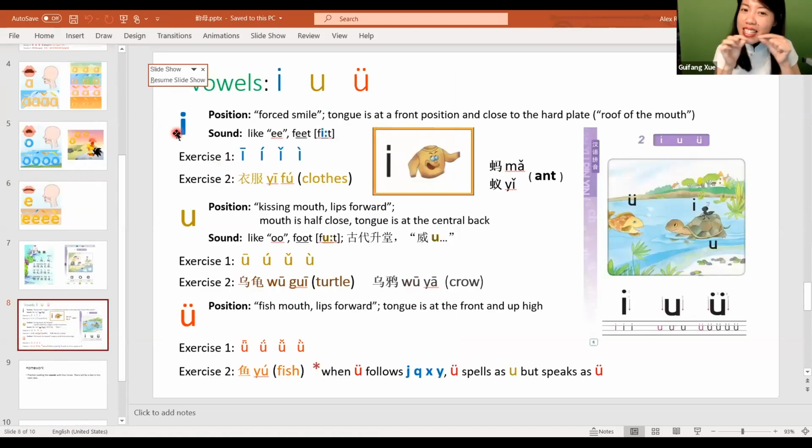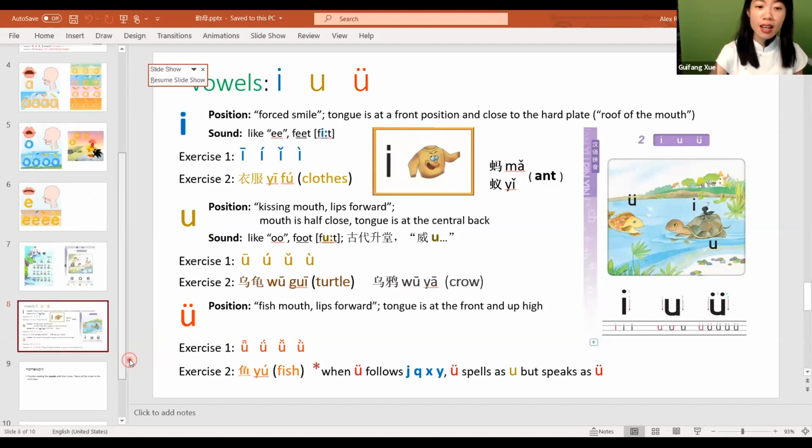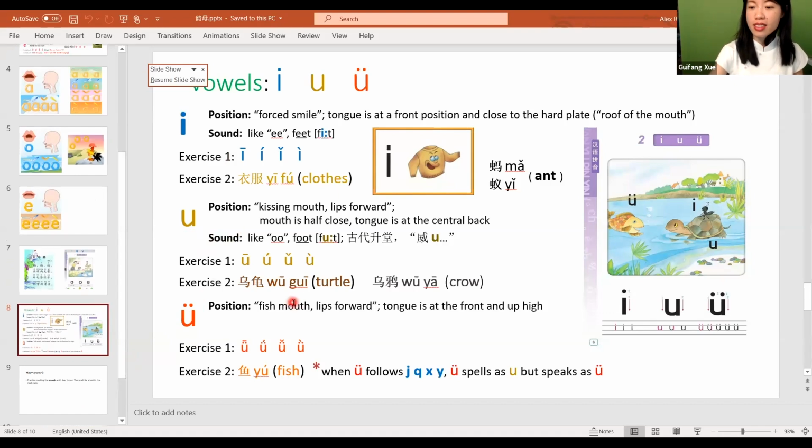Now the Yi. So for smile, smile shape. Yi. Okay. Ma yi means ant. Ma yi. And then woo. The train is approaching. Woo. And then the fish mouth. Yu. Yu. So you can practice. Now let me take 2 minutes to see if there are any questions.